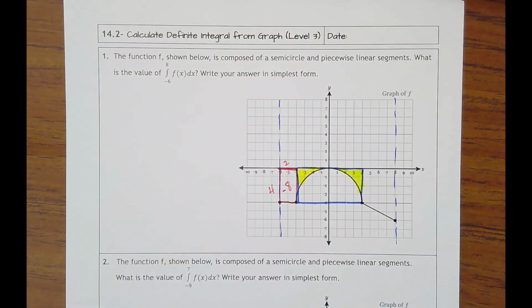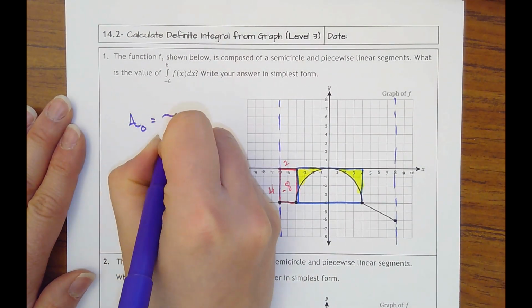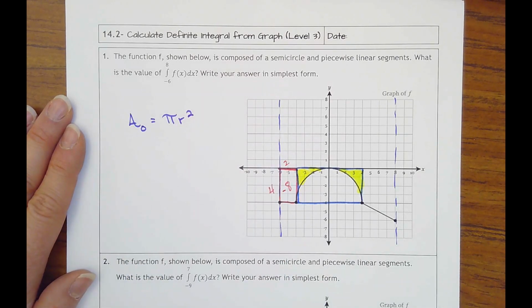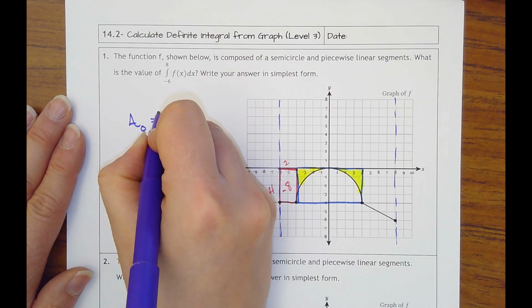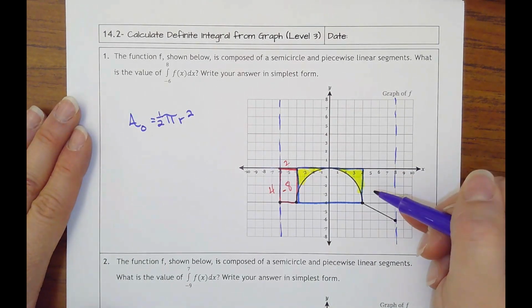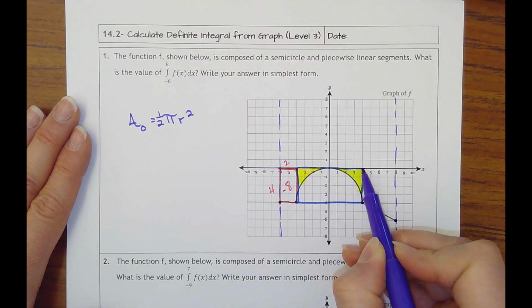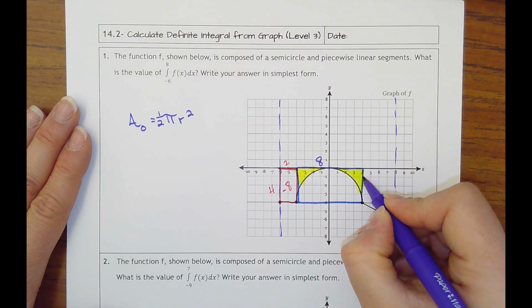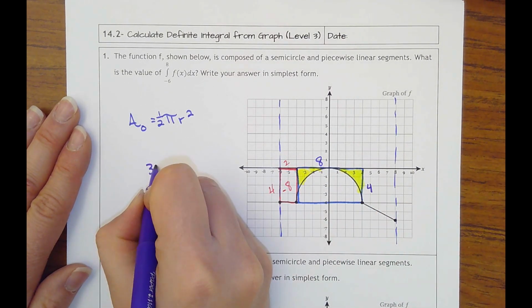And so area of a circle is pi r squared, pi times the radius squared. But since it's a semicircle, we'll have to do half of that. Cut it in half, divide by 2, however you want to look at it. So the rectangle right now is 8 by 4. So the rectangle is an area of 32.